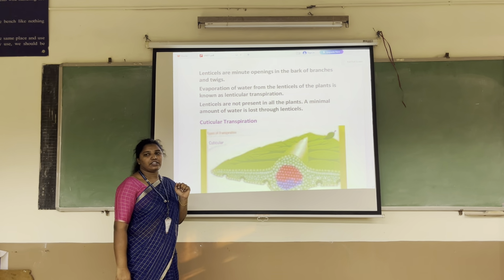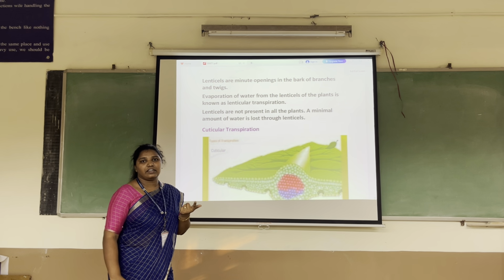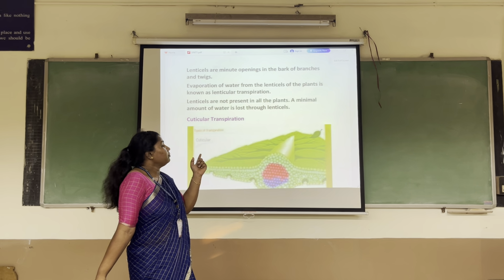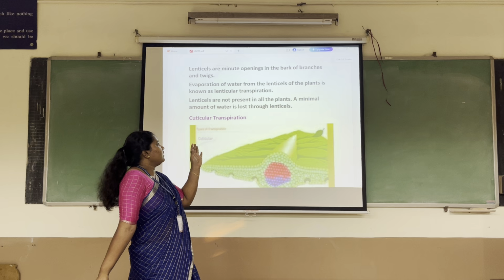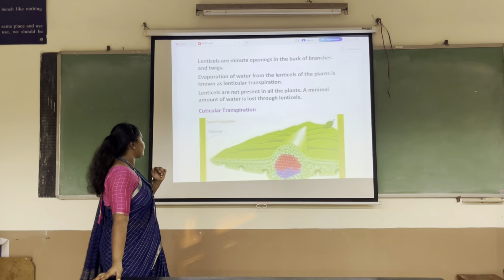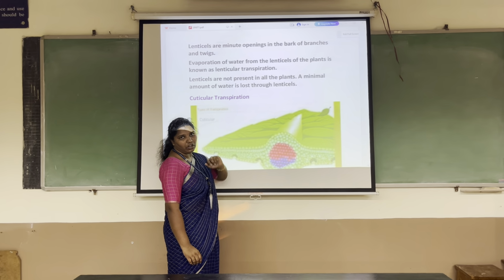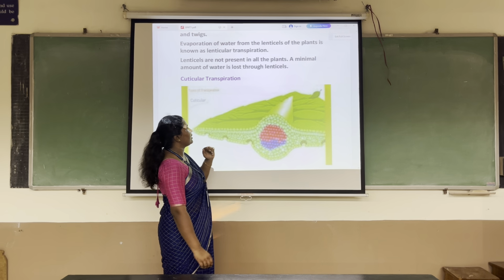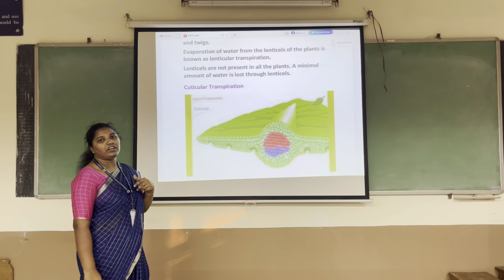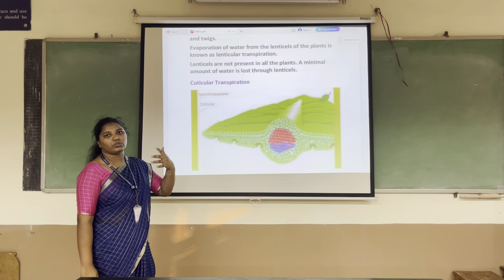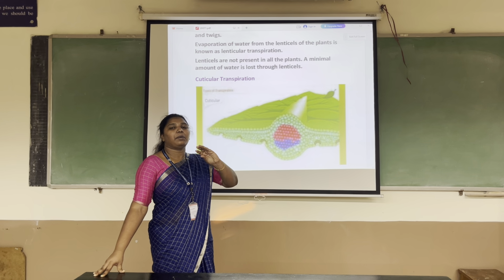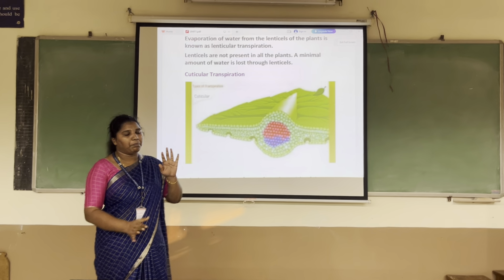Evaporation of water from the lenticels of the plant is known as lenticel transpiration. If the exit of water is taking place from the lenticels on the bark, then this exit of water is known as lenticel transpiration. Lenticels are not present in all plants. This is a condition which has to be mentioned. A minimal amount of water is transferred from the lenticels to the atmosphere. See here, not every plant has lenticels, but some plants can be found with lenticels on the bark.